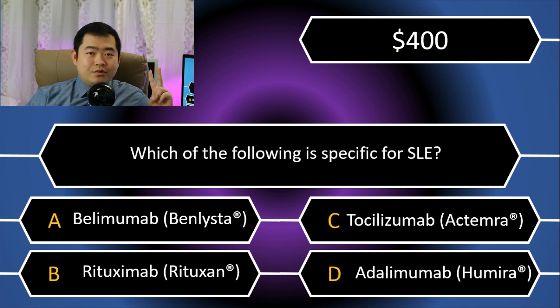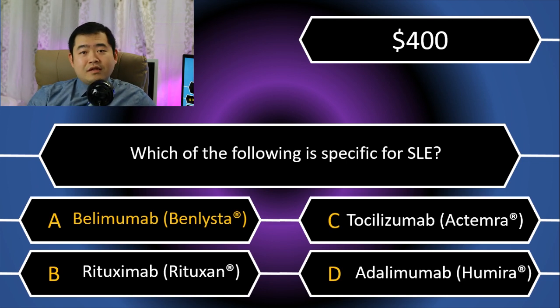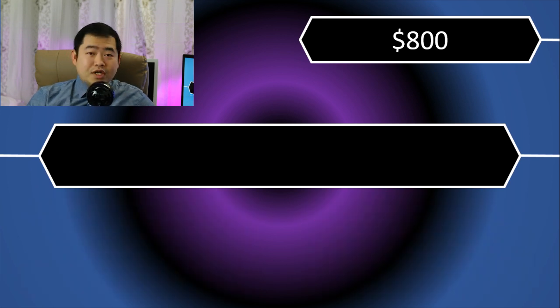Alright, 5 seconds. 1, 2, 3, 4, 5. And the final answer is A, belimumab. Now, belimumab is approved specifically for SLE, unlike many other biologics that are cross-indicated with psoriasis and rheumatoid arthritis. And let's look at one more question, and that is our final question for this series, which is a $800 question. It's not anything more difficult, it is just looking at a different topic, that's all.